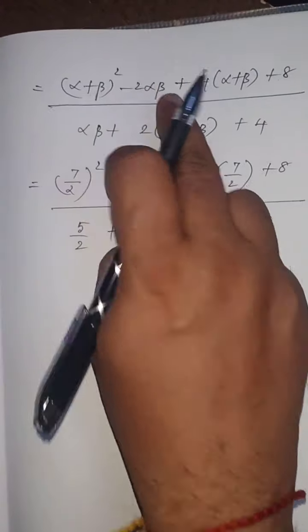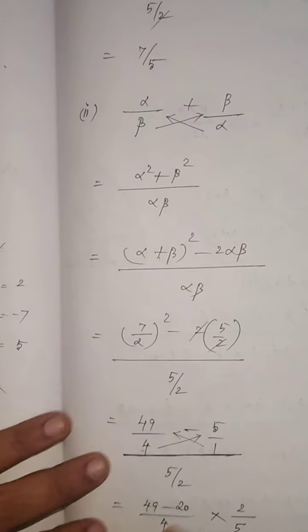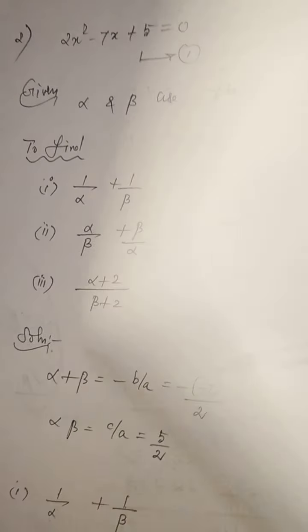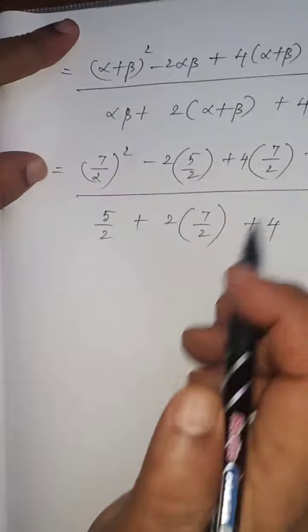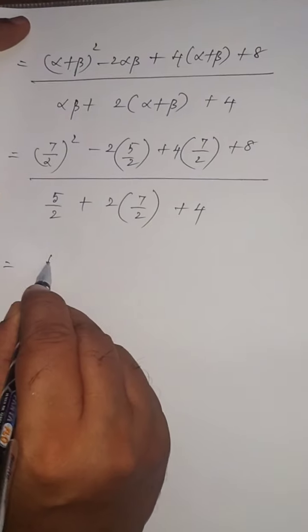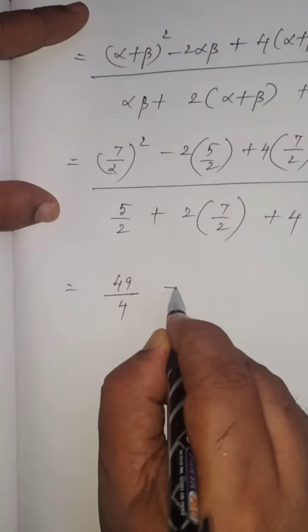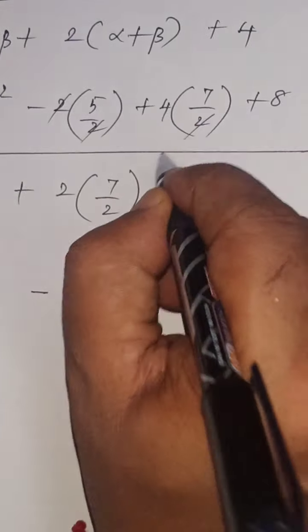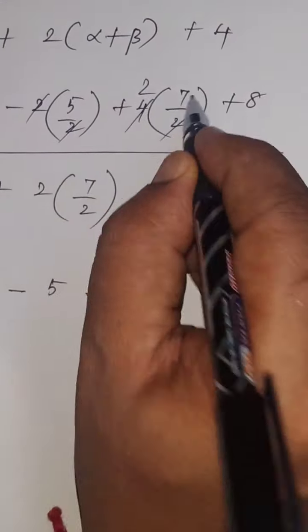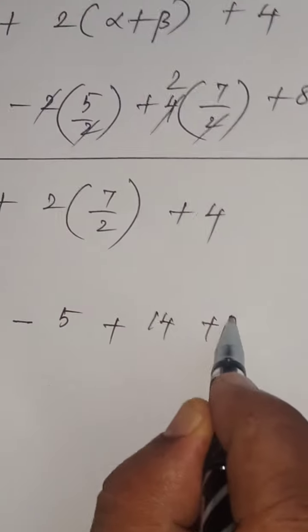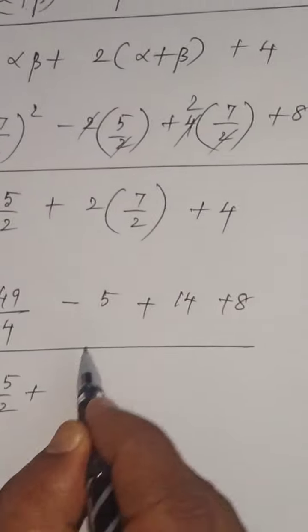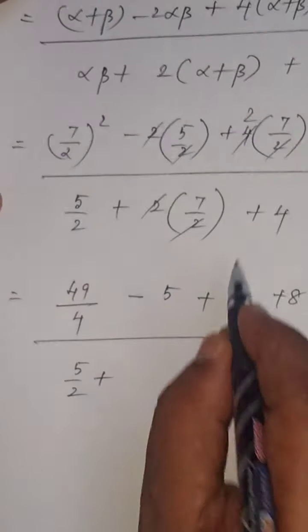Alpha plus beta is 7 by 2, alpha beta is 5 by 2. You can check whether it is correct or wrong. Yeah, alpha plus beta value 7 by 2, alpha beta value is 5 by 2. Then we have to simplify. Equals 7 square is 49, 2 square is 4, minus 2 to get cancelled, 5, plus, can cancel by 2 table, how many times? 2 times, 2 sevens are 14, plus 8, whole divided by 5 by 2, plus 2 to get cancelled, 7, plus 4.